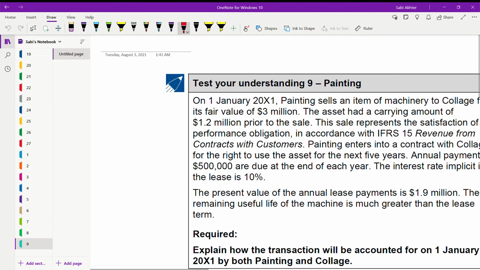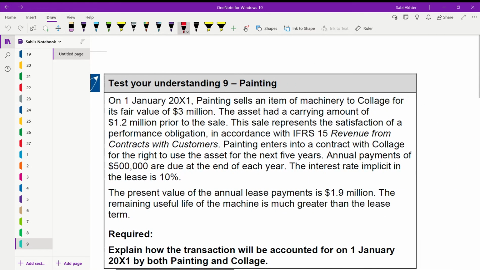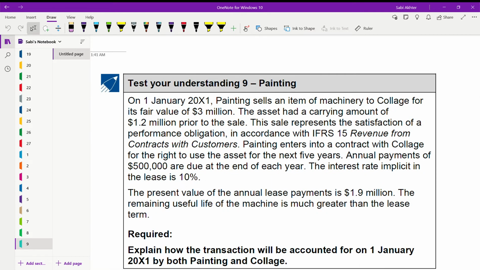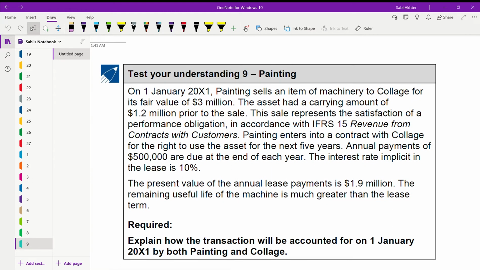Now finally, let us go to the last question, test understanding 9, and with this we officially complete our IFRS 16. Definitely this will be the toughest one, because this is the last. That means it will be asked from all the areas. Definitely I can expect a sale and leaseback.